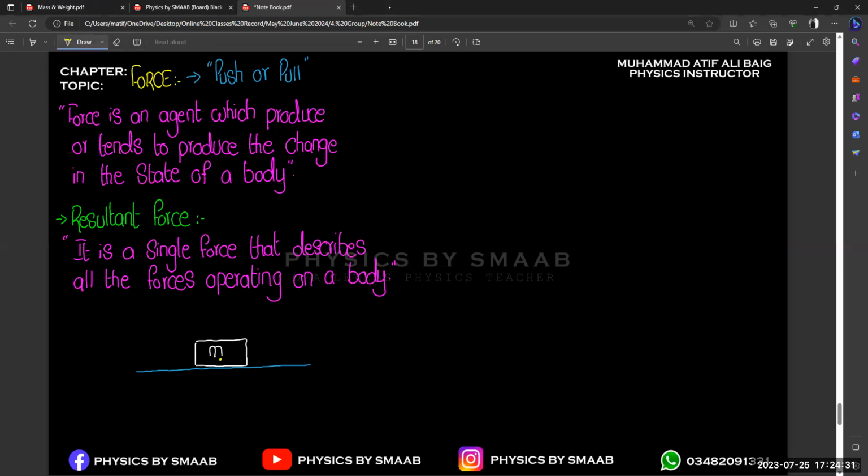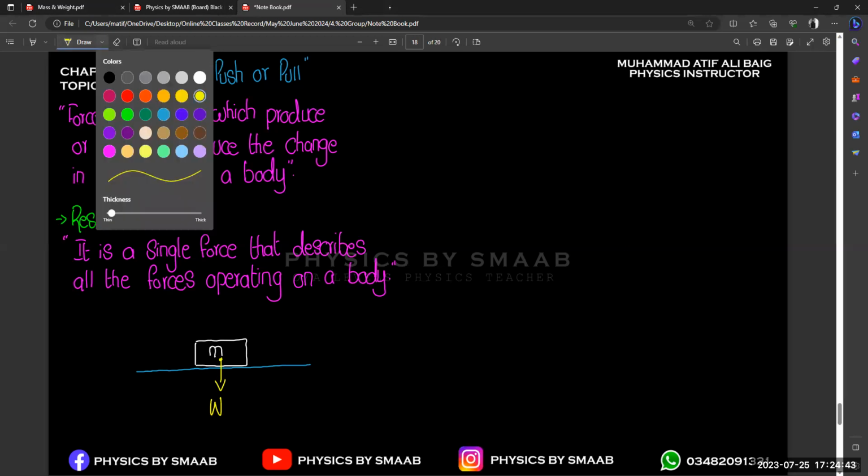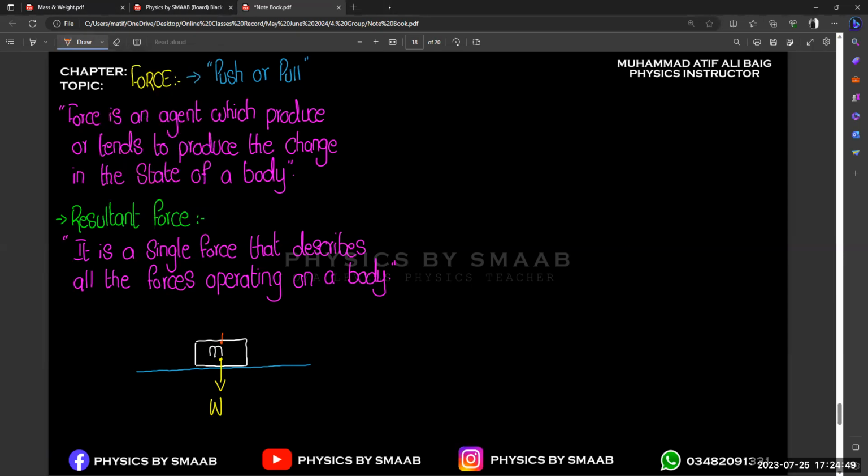So one force that is natural always acts in the downward direction, which is known as the weight of a body, right? And what will be the second? The opposite force, which acts in the upward direction, balances this force because the object is at rest, right?